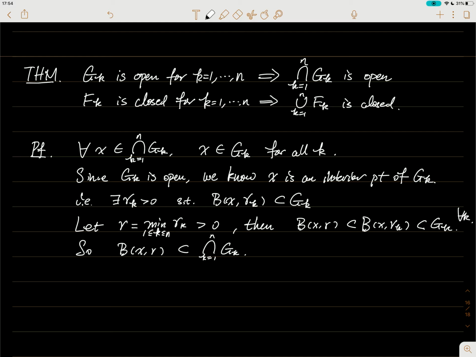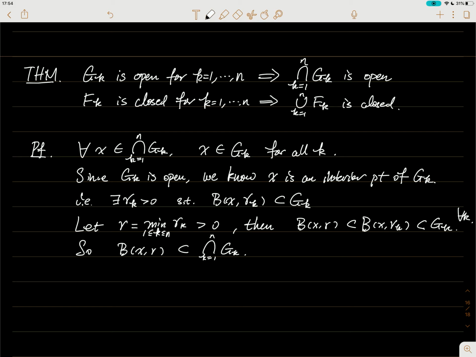Okay, so now what we showed is for every point x, there exists a neighborhood or open ball centered at x with the radius R. And this ball is inside the intersection of those G_k's. So that means x is an interior point of the intersection. And since x is arbitrary, this intersection, this set here, must be open. Okay, since every point is an interior point.